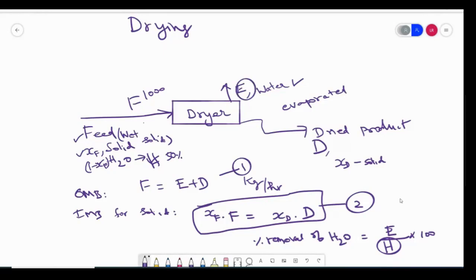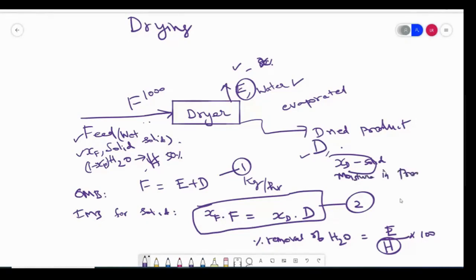It can be determined in two ways. Either the percentage of solid in the feed and D will be given, or it may be given that certain percentage of moisture from the feed, 80% of moisture is removed, or X percentage of moisture is removed, like that. So in that case, from this amount that X percentage of water is removed. So E can be determined to find what is D, or XD, the moisture present in dried product, can be given.